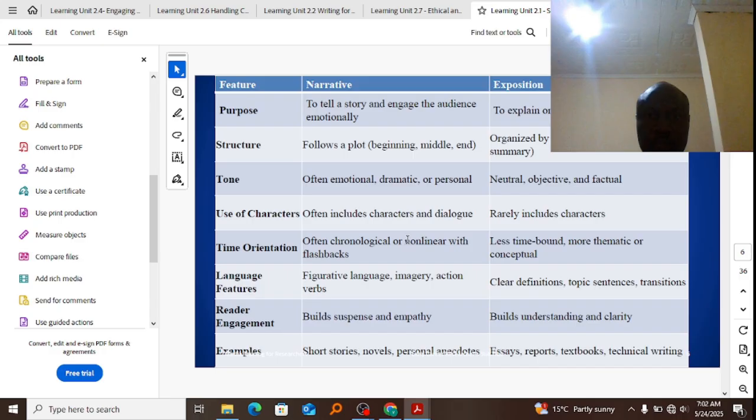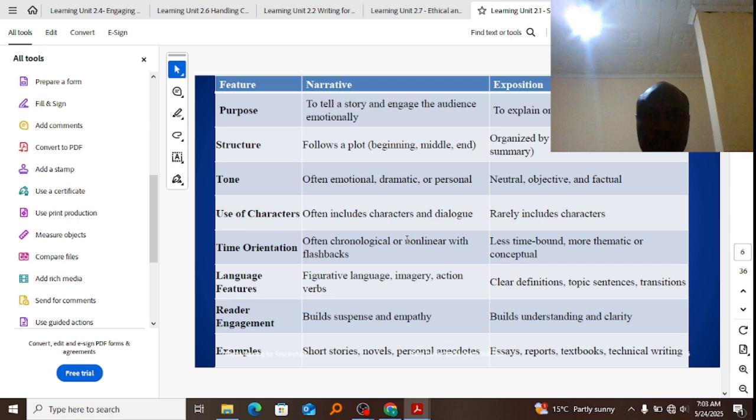between narrative and exposition using the features: purpose, structure, tone, use of characters. If you look at purpose, in a narrative it is to tell a story and engage the audience emotionally, but for exposition, it is to explain or inform clearly and logically. For structure, a narrative follows a plot: beginning, middle, end. There's a particular format, steps. But exposition is organized by logical flow: topic, detail, summary.